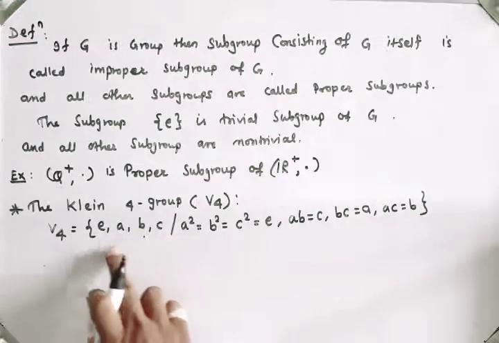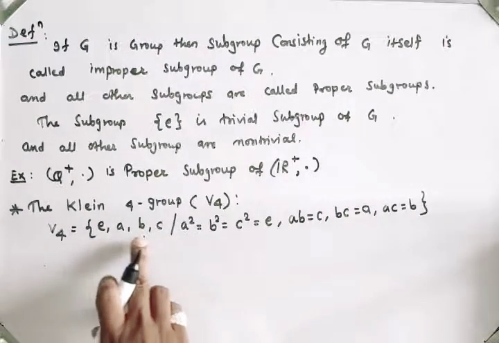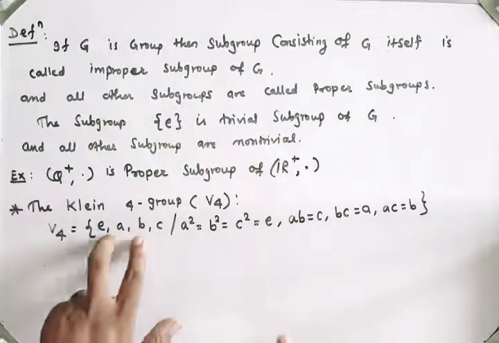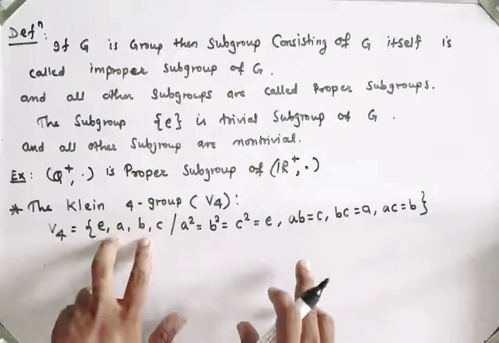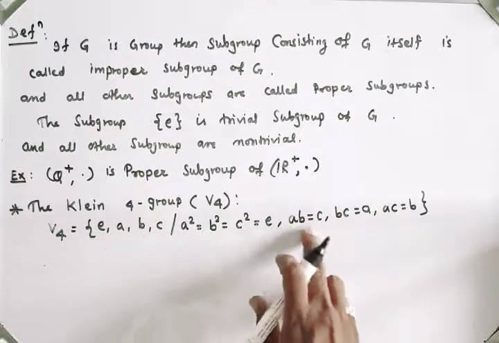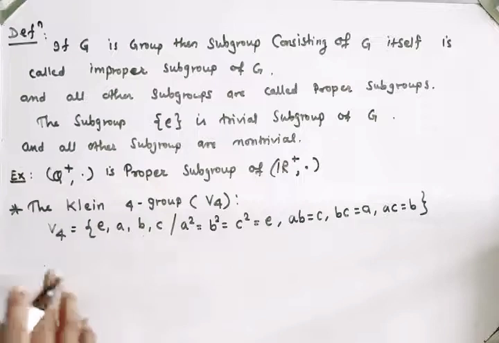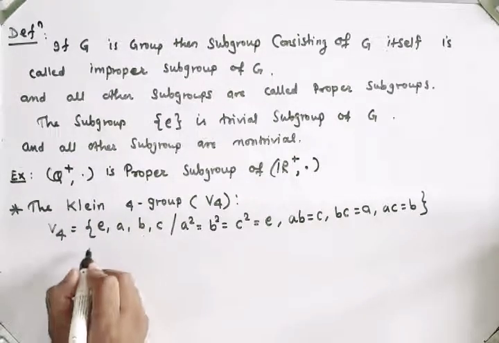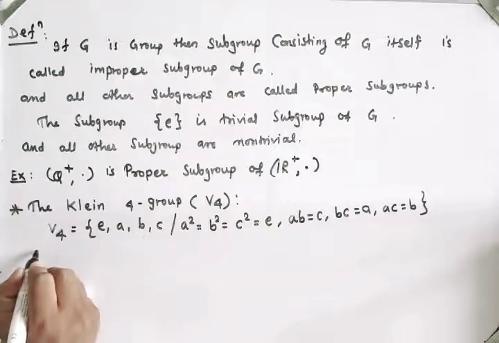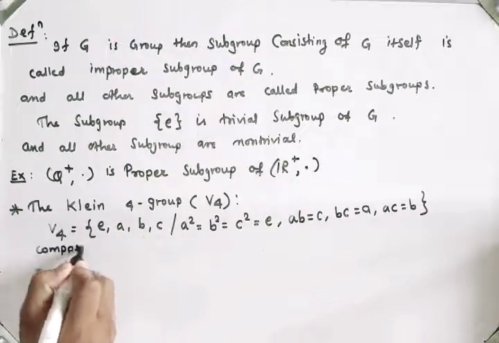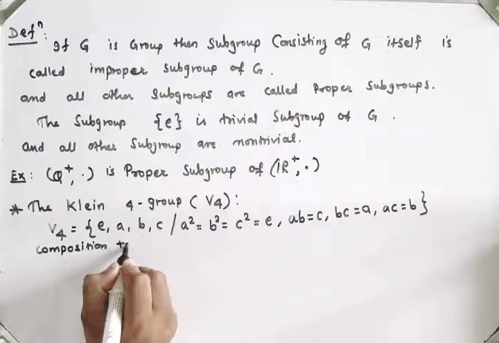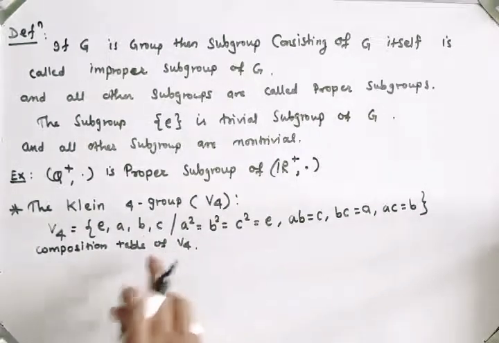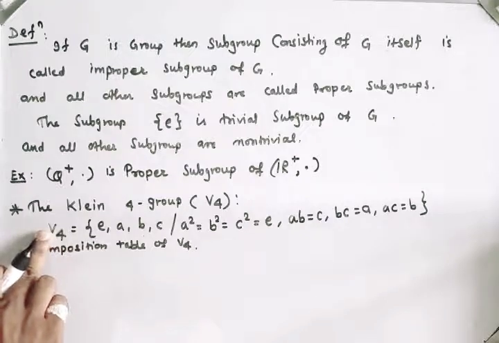It has 4 elements E, A, B, C, and A square, B square, C square is equal to identity, and multiplication of any two elements is the third element. So A into B is equal to C. Now we will see the composition table of Klein 4 group. This group is under multiplication operation.